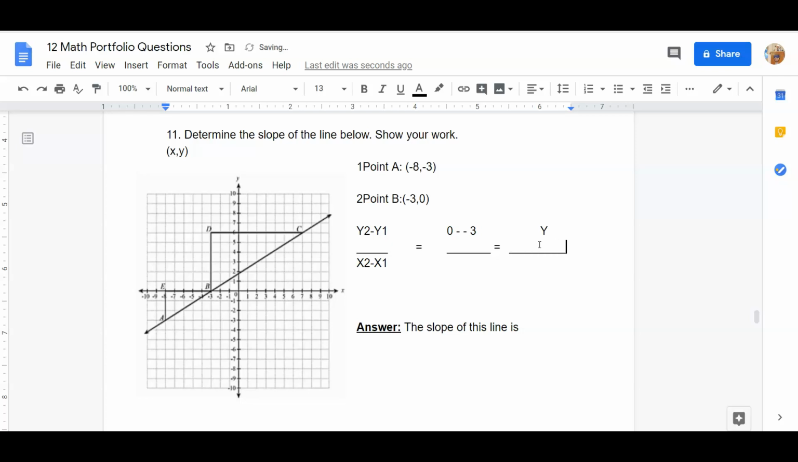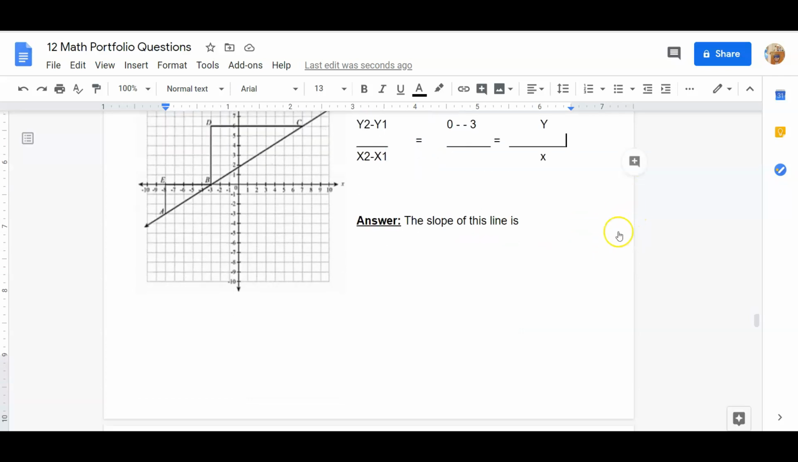We'll call that the answer for y. Put the line, and then go through the process. Remember, it's going to be x2. So x2 is the second pair, the x coordinate. You put that there, minus negative 8. Find out what the answer there is, and then simplify it if you have to. And that'll be it. After that, you take your answer, whatever you get here, and fill in the slope of the line is, and then whatever answer you get, put it there. If it's a fraction, leave it as a fraction.